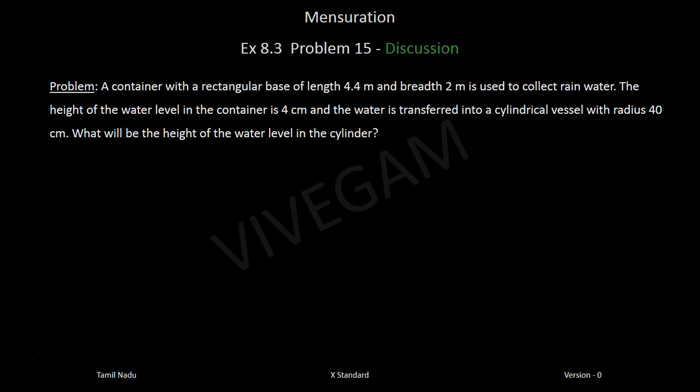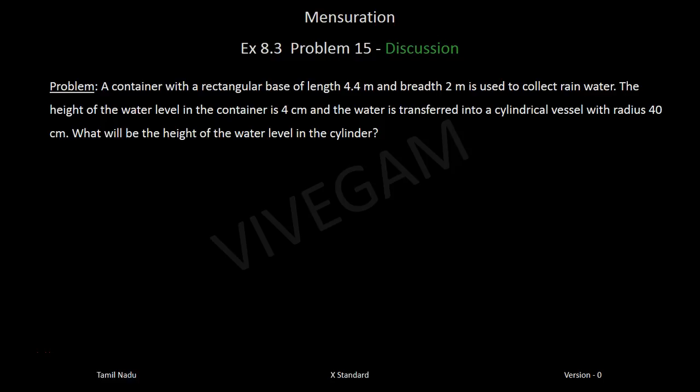Okay. So basically what they're saying is that they have a rectangular tank, basically a container or a tank. The length and the breadth are 4.4 meters and 2 meters, and the water in that is 4 centimeters. This is going to get transferred to another cylinder whose radius is 40 centimeters, and we are asked to find the height of the water level in the cylinder after filling.